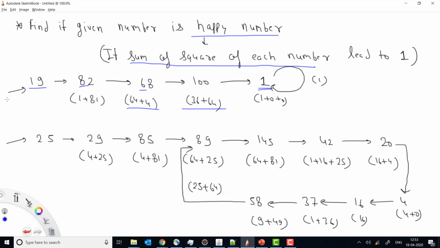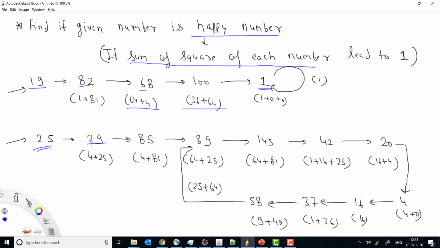Now let's take one more example. Let's say this 25. The same thing we'll do here, like we did before. We'll calculate the sum of the squares of each digit, and we'll check whether we get 1 or not at the end. So here the square of 2 is 4, the square of 5 is 25, so the sum is 29. Again this is not 1.